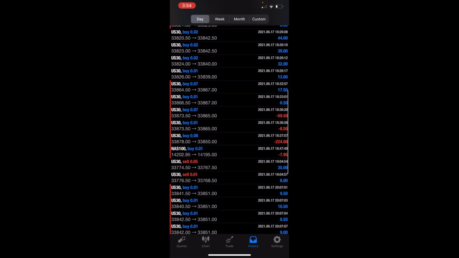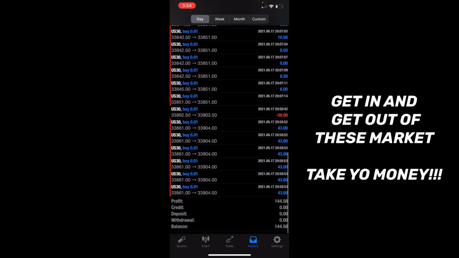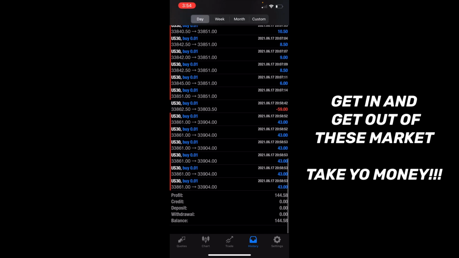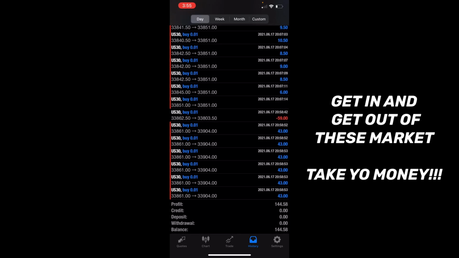Next week, definitely look for strong buys on US30. It finally dropped to a key area that I said it was going to drop to two days prior. And we're looking for strong buys. Get in and get out of these markets.